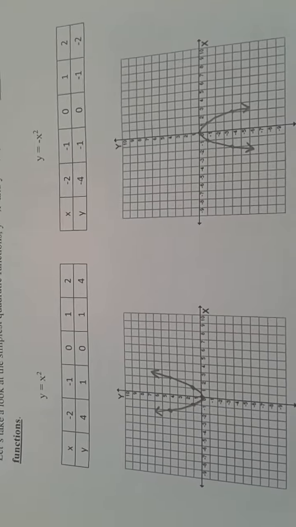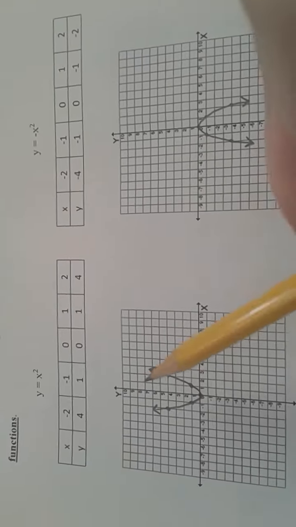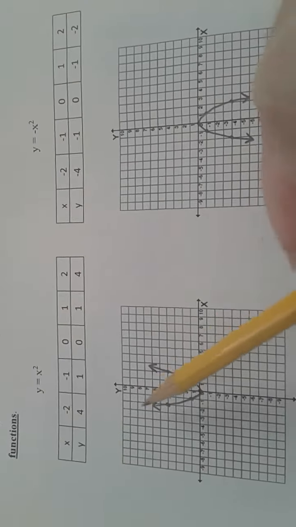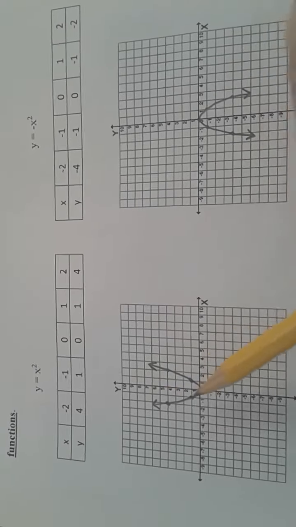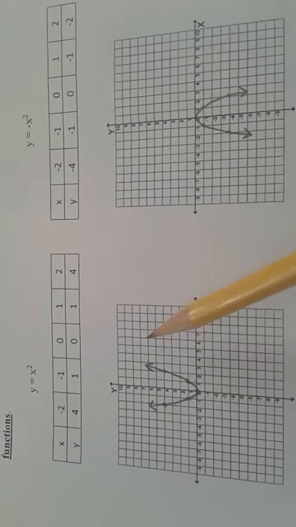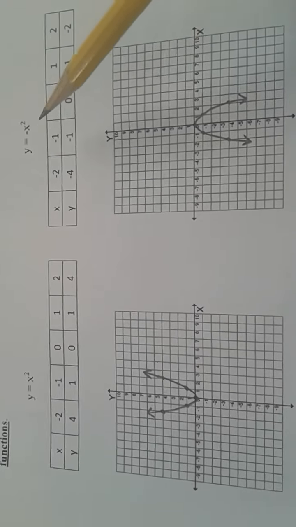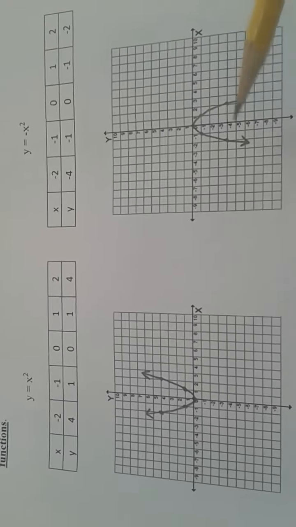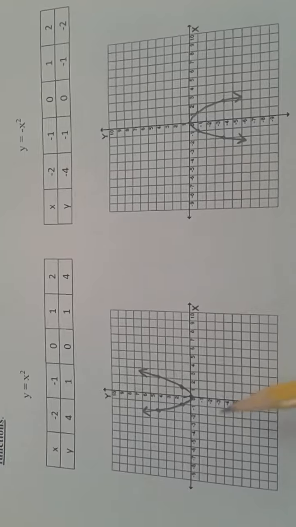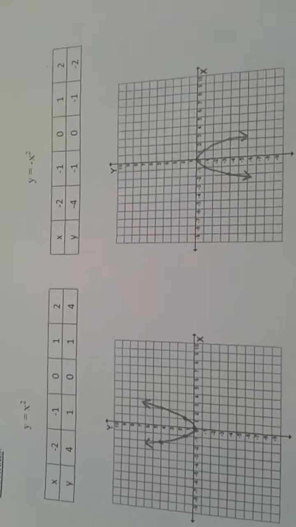So then I came down here and plotted the points. So you can see that our curve is actually a U-shaped curve instead of a line. And we can see here in negative x squared, it's also U-shaped, but this one's down. We would say this first one opens up and the second one opens down.